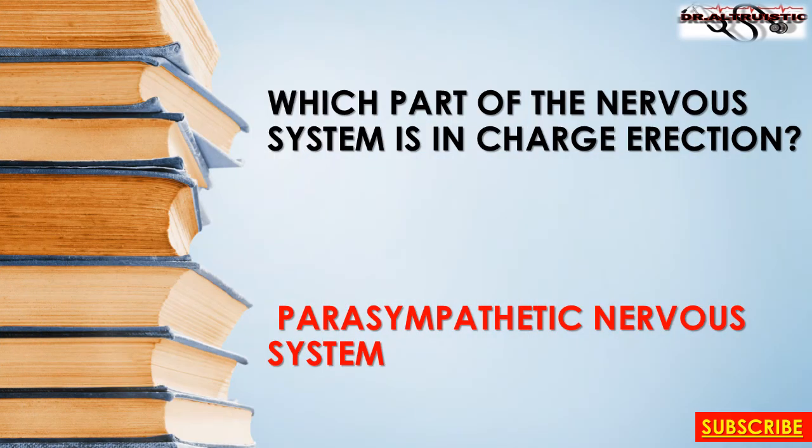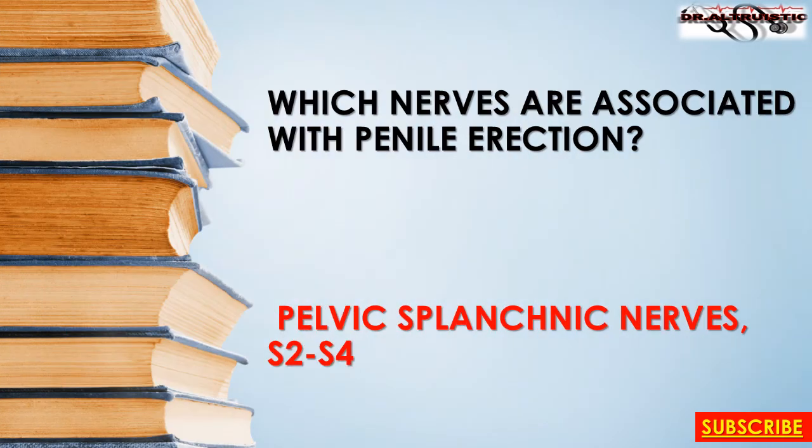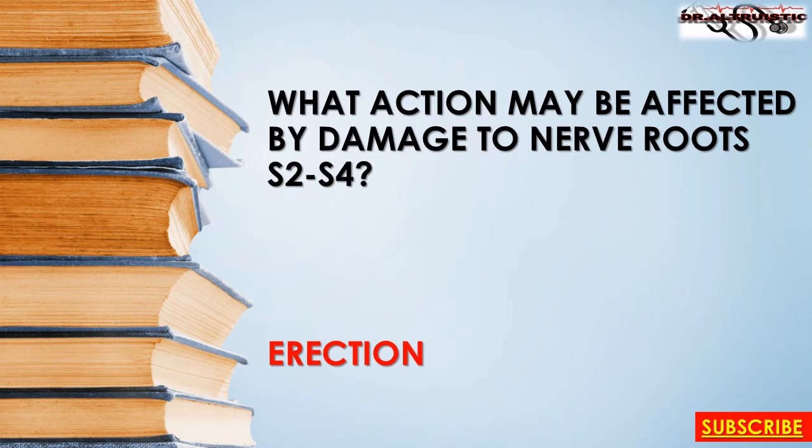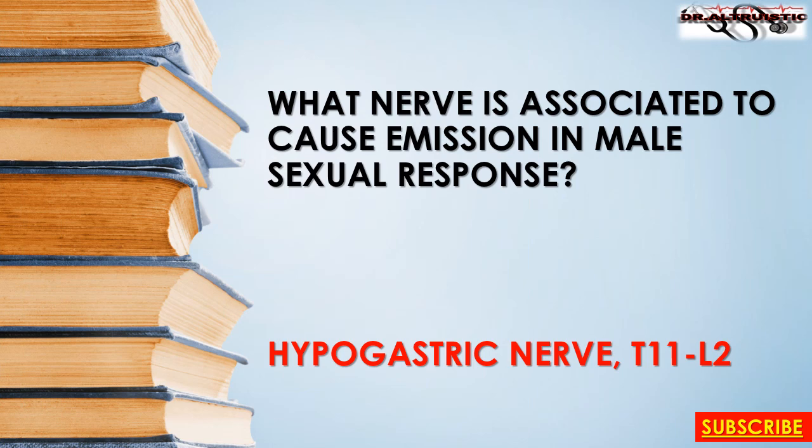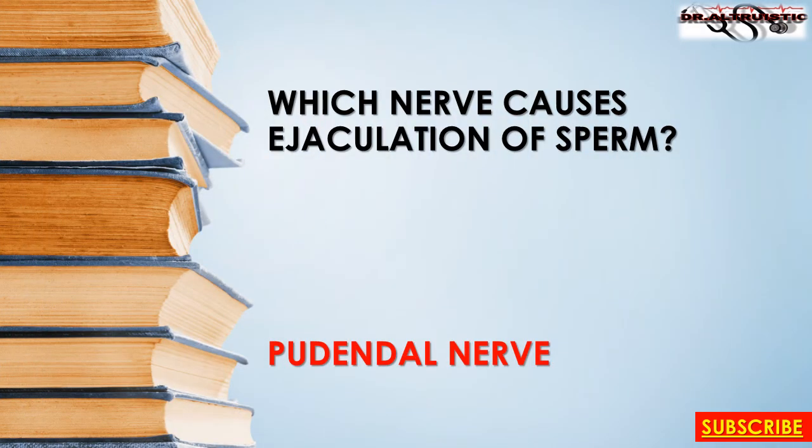Which part of the nervous system is in charge of erection? Parasympathetic nervous system. Which nerves are associated with penile erection? Pelvic splanchnic nerves, S2 to S4. What action may be affected by damage to nerve roots S2 to S4? Erection. What nerve is associated with emission in male sexual response? Hypogastric nerve, T11 to L2. Which nerve causes ejaculation of sperm? Pudendal nerve.